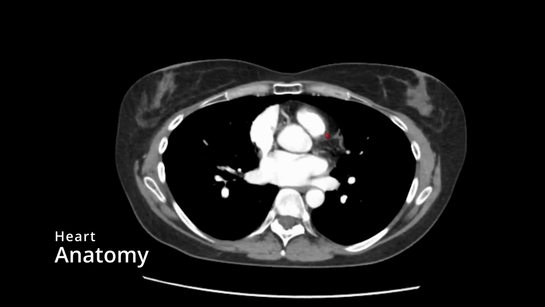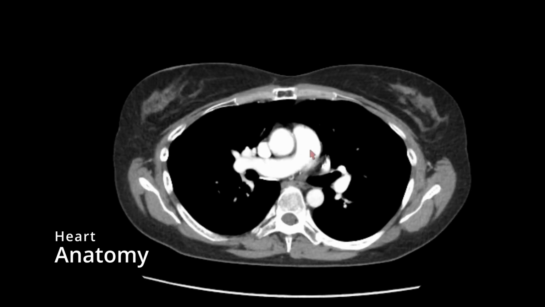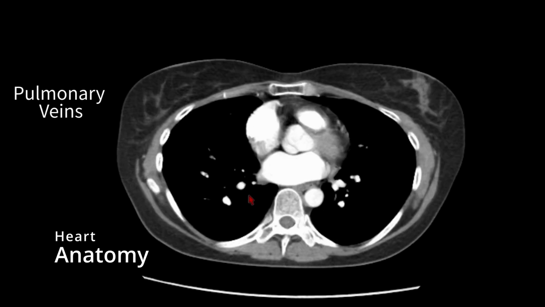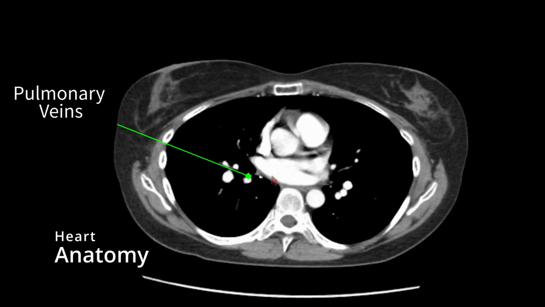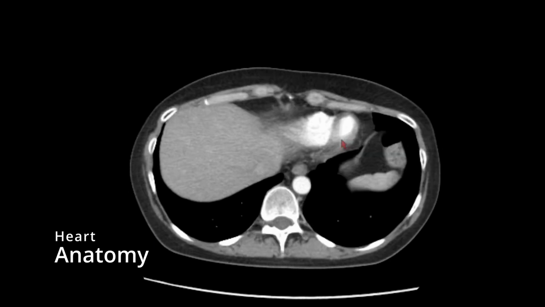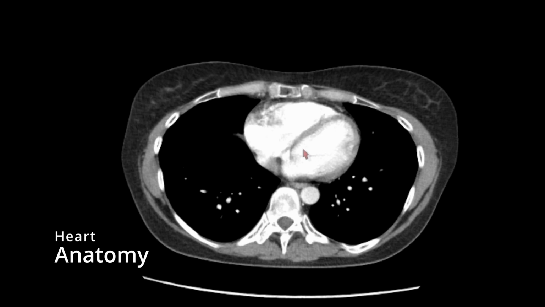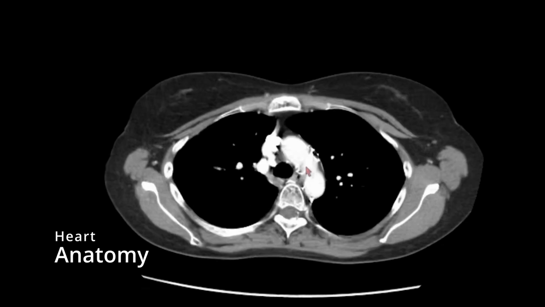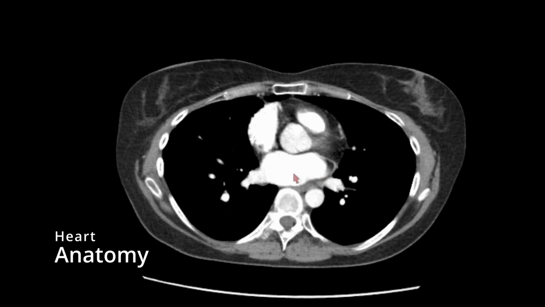From the pulmonary artery, the blood flows into the lungs and then it returns via the pulmonary veins right here into the left atrium. And from the left atrium, the blood goes into the left ventricle and then it is pumped up here superiorly into the aorta, and from the aorta, it goes to the rest of the body.